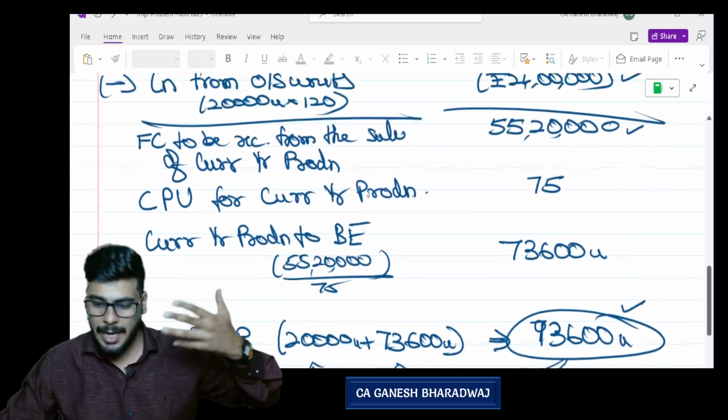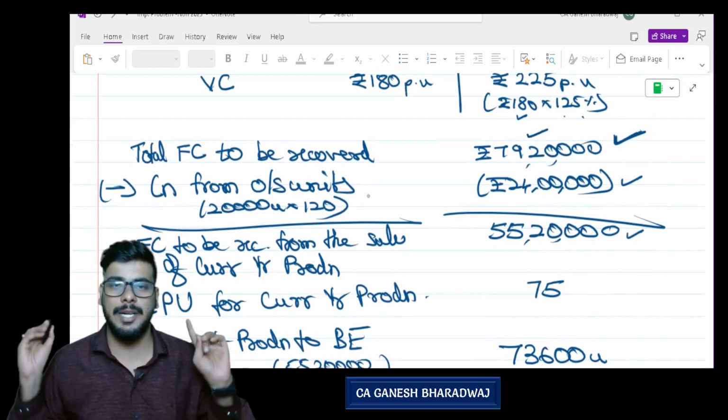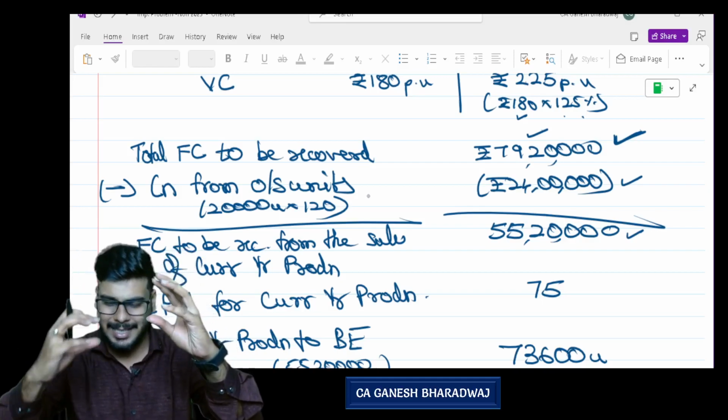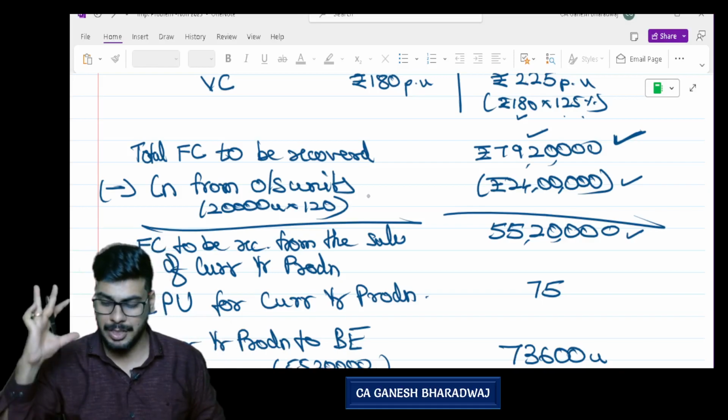That is, I need to sell 93,600 units to exactly recover this 79 lakh 20,000, to generate a contribution that is exactly equal to my fixed cost and results in no profit, no loss. Are you clear with this?